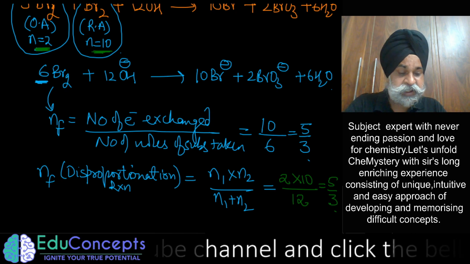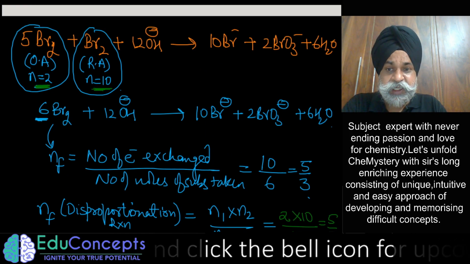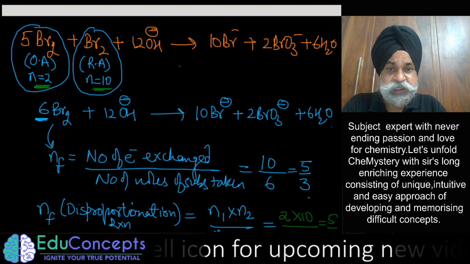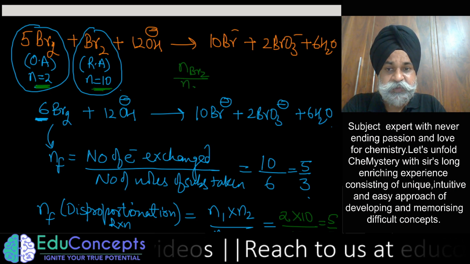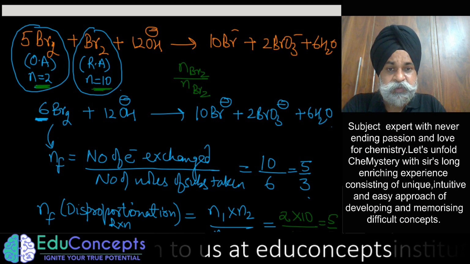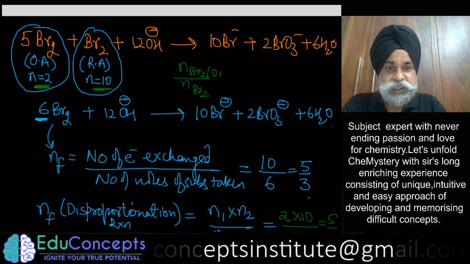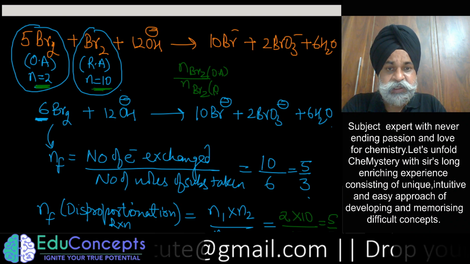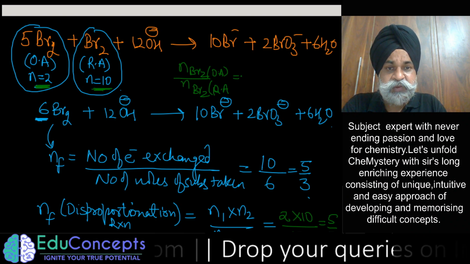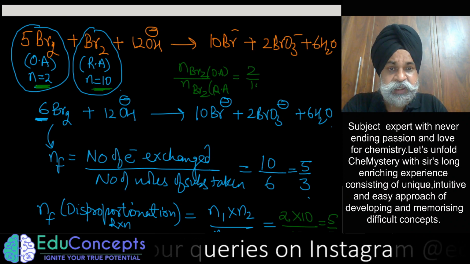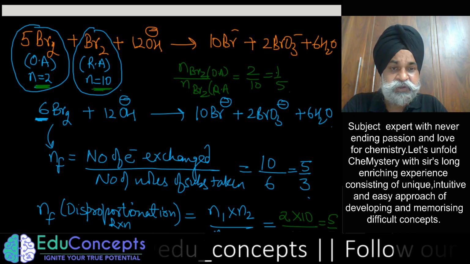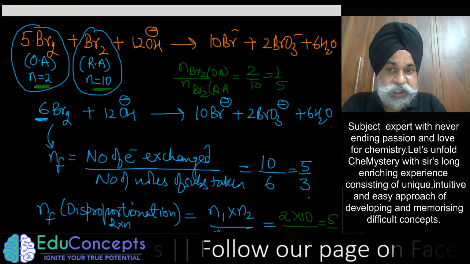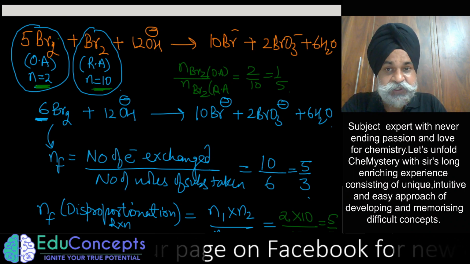Just like see here what I did: if you take the ratio of the n factor of bromine as oxidizing agent upon the n factor of bromine as reducing agent, the ratio came out to be how much? 2/10, that is 1/5. So the n factor ratio is 1/5. So the stoichiometric ratio is 1:5:1.